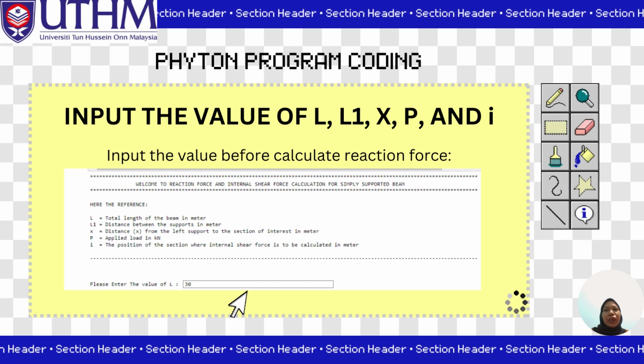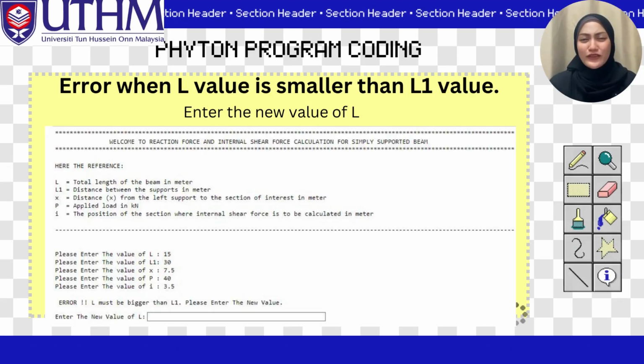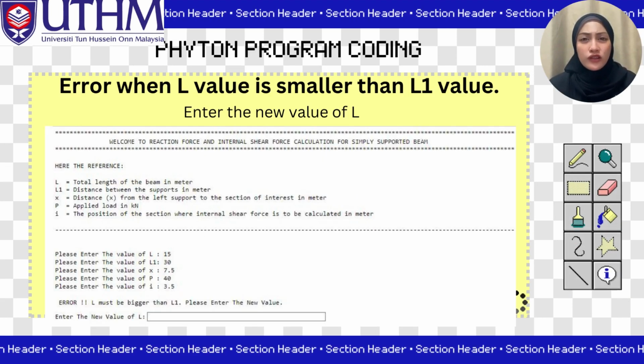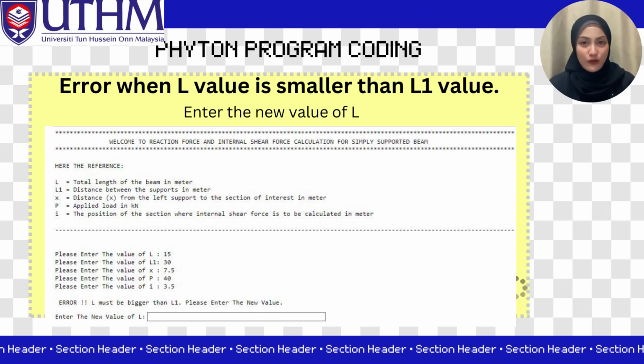Step number 3 is to input your values of L, L1, X, P, and I. These values are already given in the question. The next step is easy too. After entering all the parameter values, for correctness you will verify the inputs for L and L1, because the code compares the L and L1 values. If L is less than or equal to L1, the portion of interest is outside of the beam length. Thus, the code will urge you to re-enter a new value, indicating that an error has occurred. As a result, you have to enter a new value for L that is greater than L1.